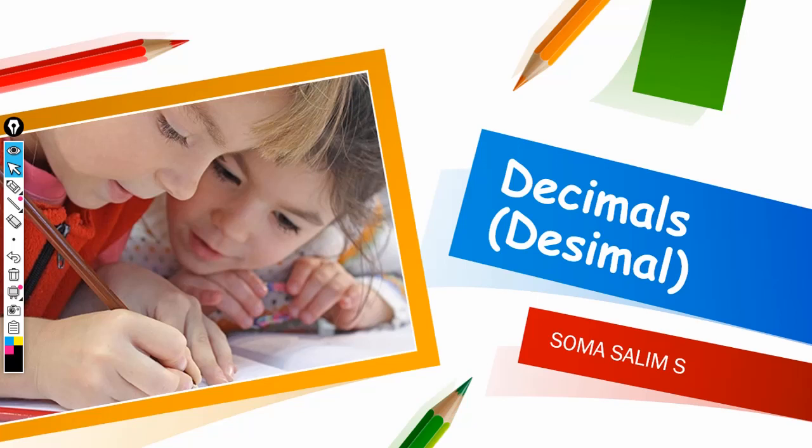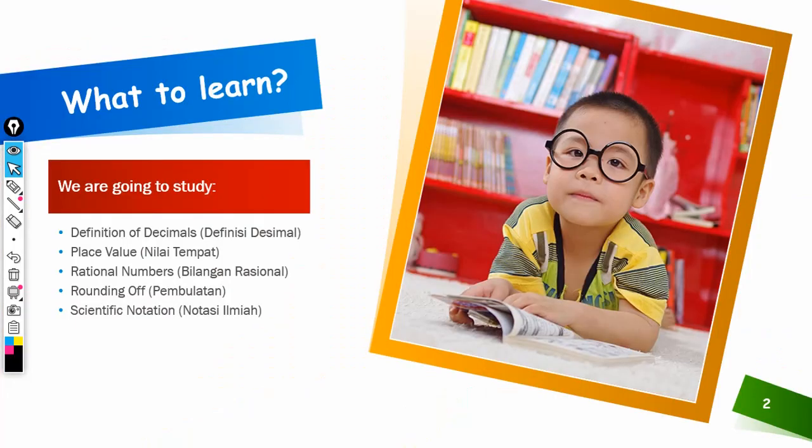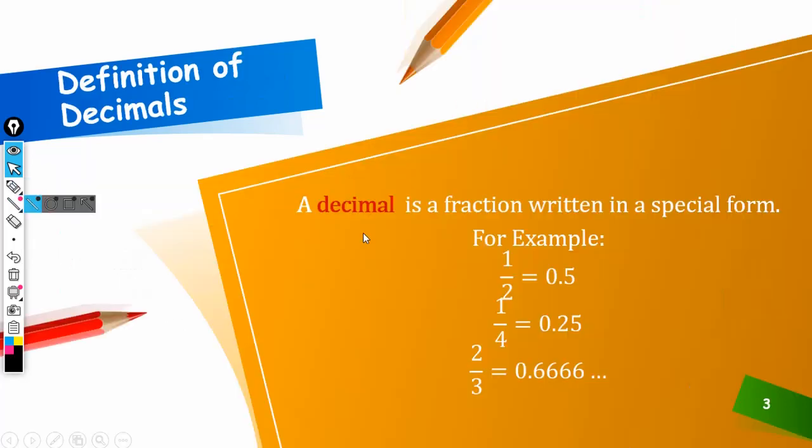So today we're going to learn decimals, or decimal in Bahasa, the same pronunciation, right? What we are going to learn today, first of all, is the definition of decimals, definisi desimal, and then place value, nilai tempat, rational numbers, bilangan rasional, rounding off, pembulatan, and scientific notation, atau notasi ilmiah. Okay, let's get started.